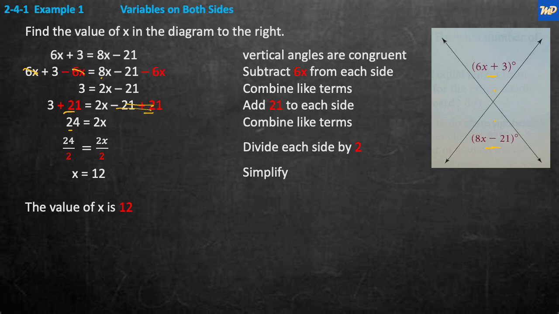In order to get the coefficient of x to 1, we're going to use the division property of equality and divide by 2 on both sides. We have 24 divided by 2 on the left and 2x divided by 2 on the right. The 2's cancel, and 24 divided by 2 gives us 12. So x equals 12. The value of x is 12 for these vertical angles.